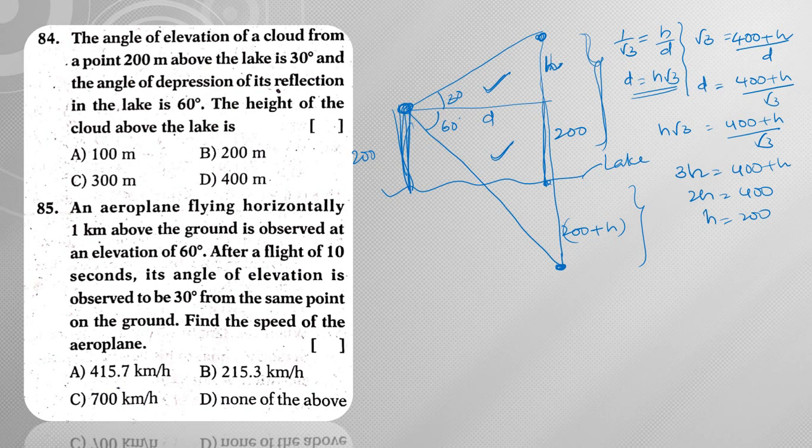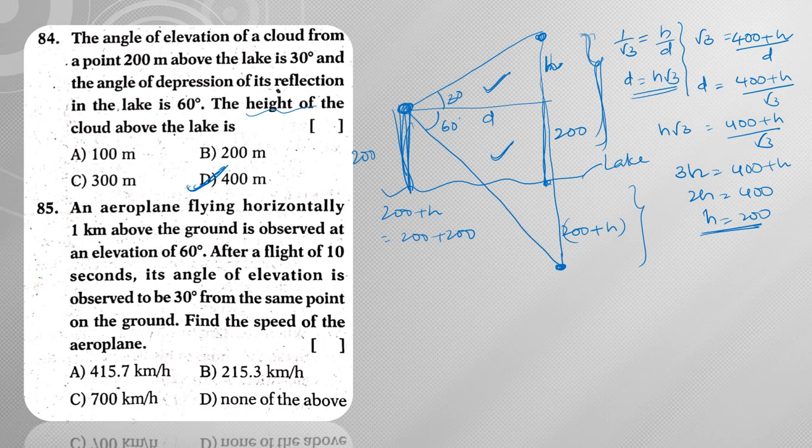Now what do I need? I need to find out the height of the cloud above the lake. Above the lake means this total length, which is nothing but 200 plus h, which is nothing but 200 plus 200, which is 400. But if I consider it like this, since h I got is 200, you might directly keep 200 as the answer, but it will be wrong, right?